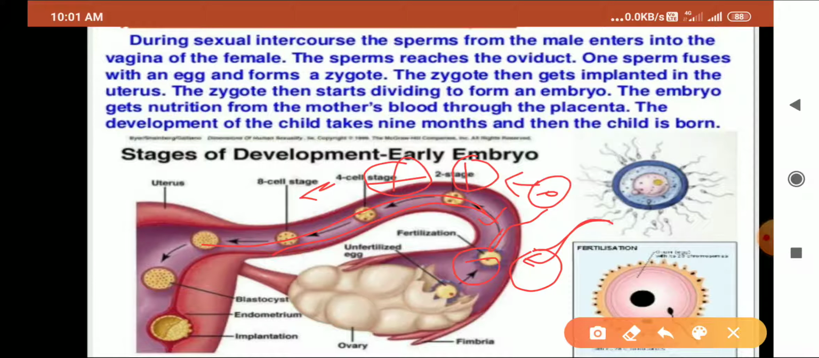Then the embryo, after attachment with the endometrium wall, gets nutrition through the placenta. The placenta is a disc-like structure, also named the umbilical cord, that provides nutrition to the developing embryo. It provides glucose, helps in the exchange of gases and nitrogenous waste, and results in the formation of a young one.